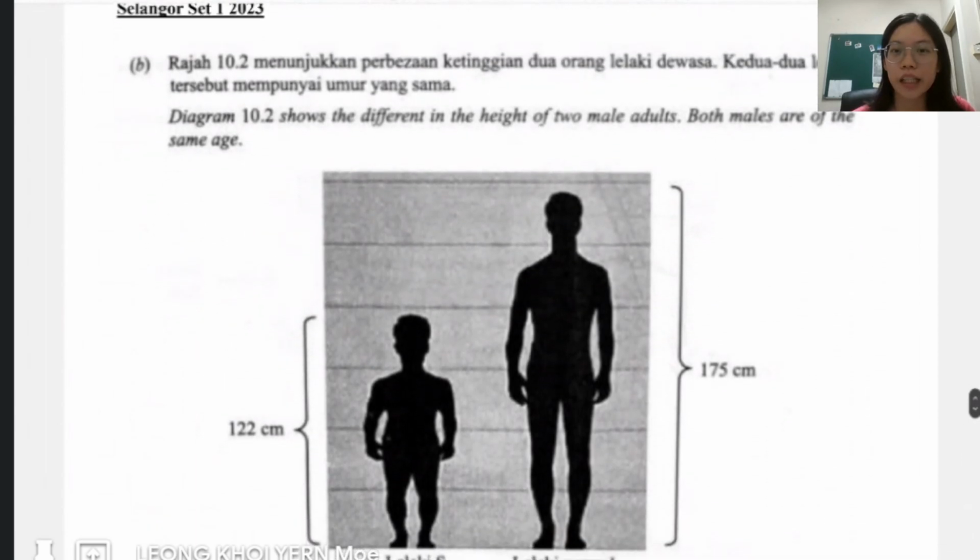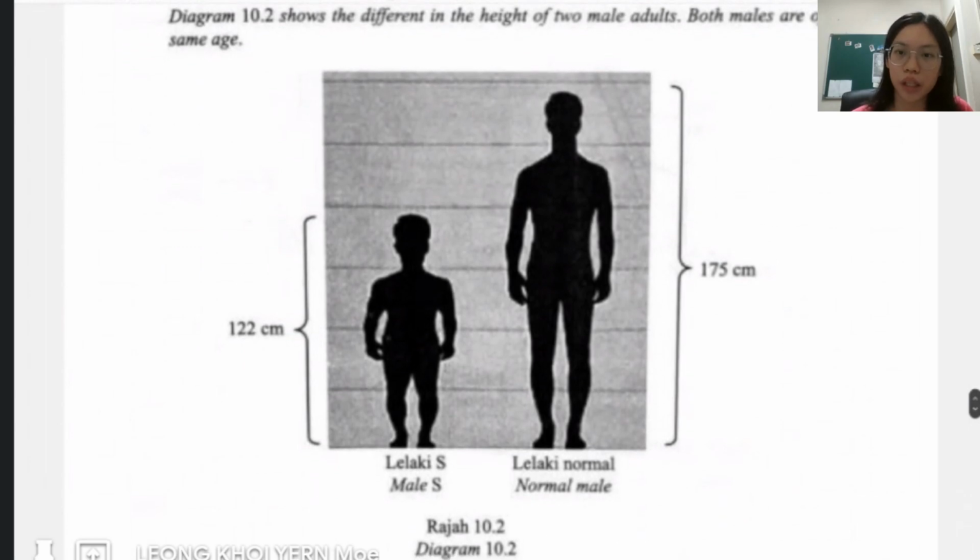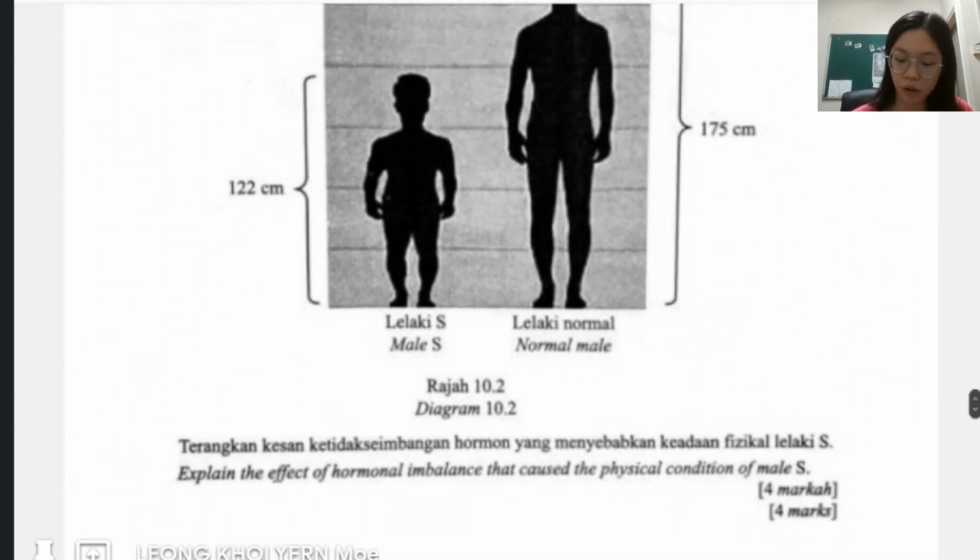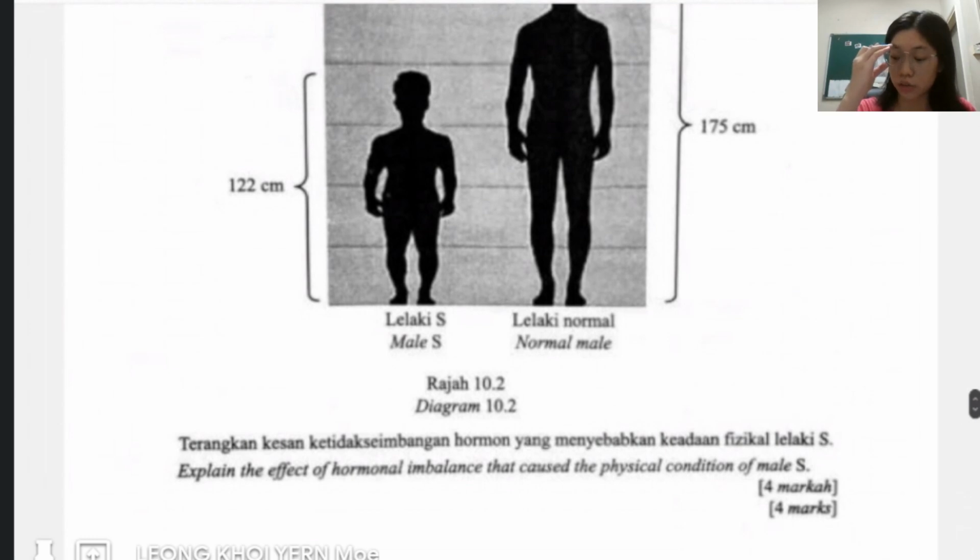So one of the guys is shorter in height, abnormally shorter. Not just quite short, it's abnormally shorter. It's 122 cm only, unfortunately, even though they are the same age. So explain the effect of hormonal imbalance that causes the physical condition of this person. So basically this guy experienced dwarfism. What is actually causing it to occur is the growth hormone.